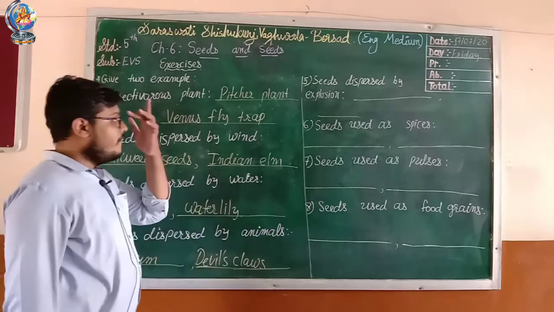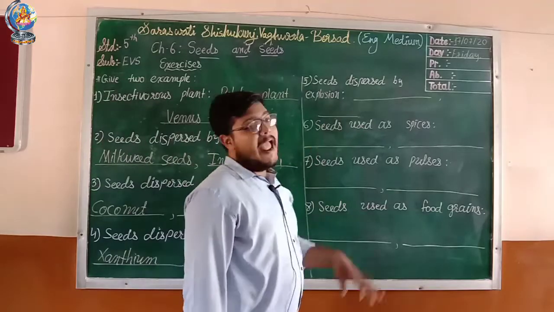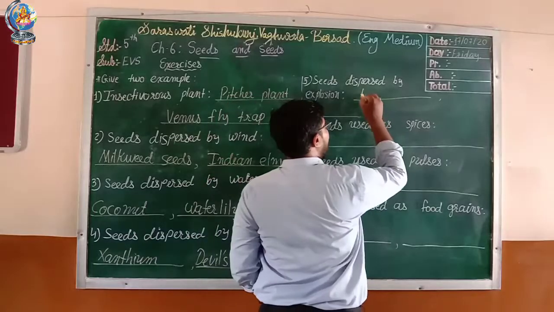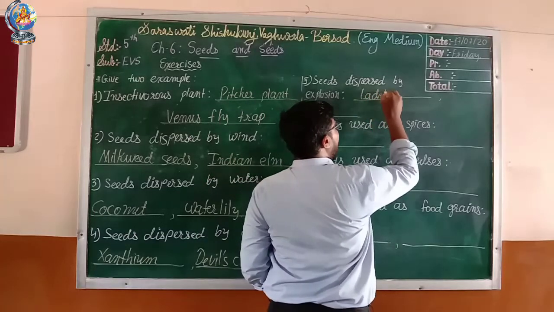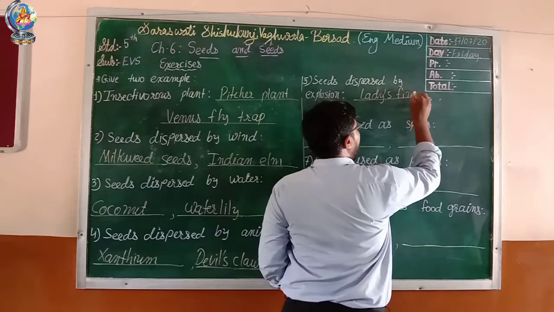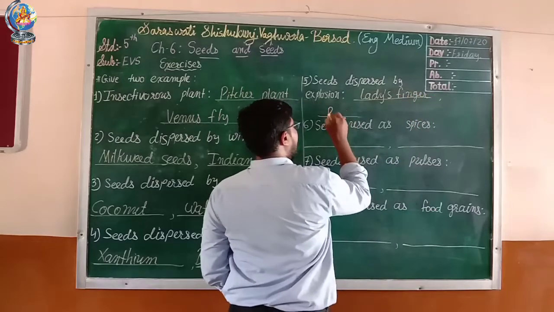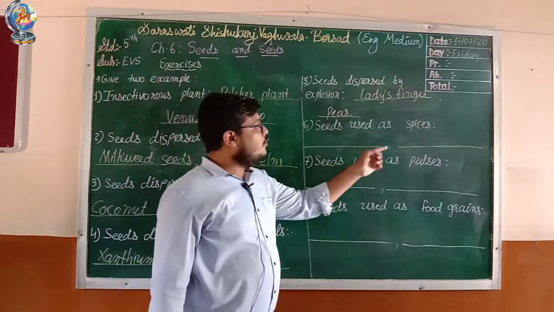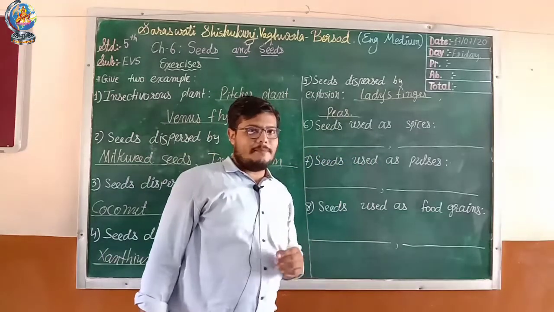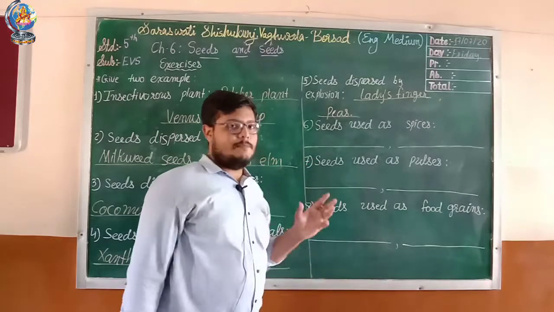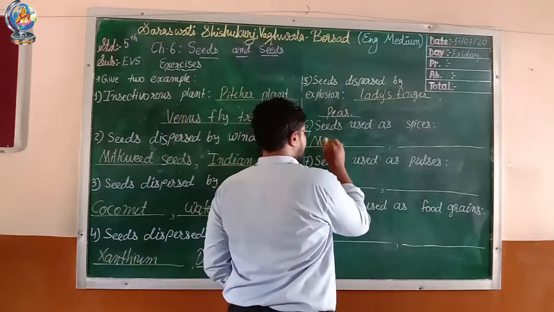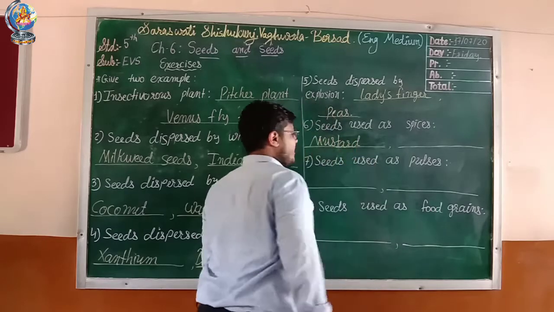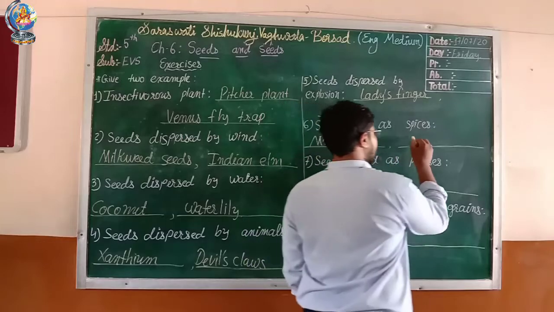Okay, now see that side. Fifth number, seed dispersed by explosion. So two examples, that is lady's finger and peas. Now see here, sixth one, seed used as spices. So two examples, mustard seeds and sesame seeds.